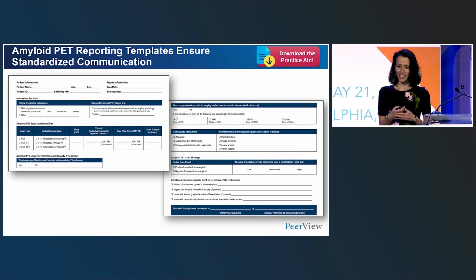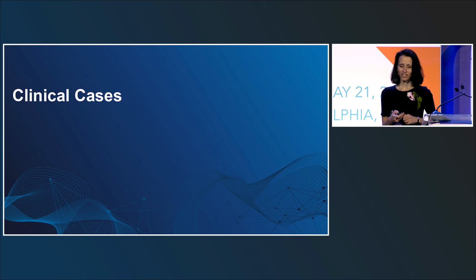Here's just an example of a potential amyloid PET reporting template. I think these have been developed quite well for the ARIA MRI scans, and there are some early attempts to prepare standardized reports available for amyloid PET standardization as well.